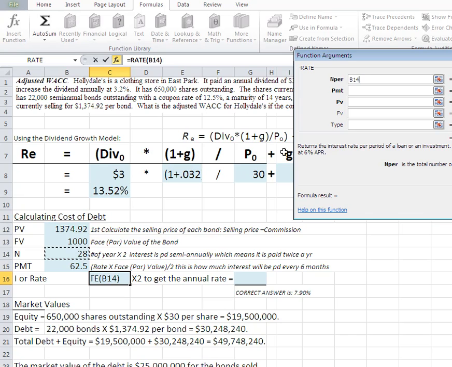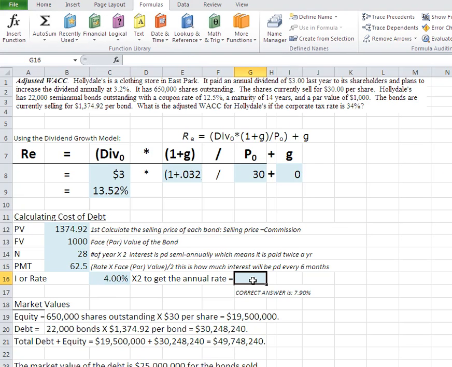Go ahead, up here, formulas, financial, solve for rate. Number of periods we know is 28. The payment was 62.5. Present value, make sure you enter that as a negative or you're going to get the wrong answer. And then $1,000 for future value, 4%. I have to multiply that times 2 because it's giving you the 6-month rate and we need an annual rate.